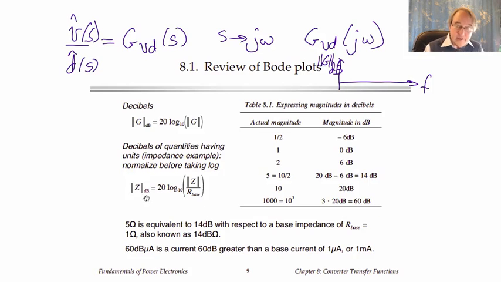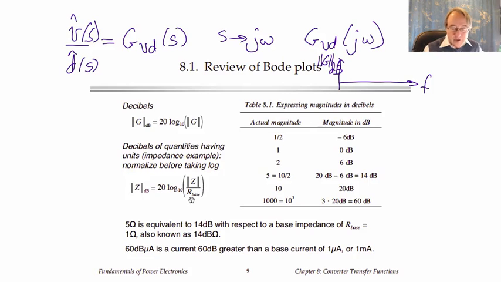If we want to plot a function that has units, such as an impedance or a voltage or a current, formally we should divide the quantity inside the log to make it unitless. So say we want to plot impedance, we need to divide by some constant impedance that we call the base impedance to get a dimensionless number and then express that number in decibels. Of course, you have to tell everybody what number you decided to use as the base impedance.